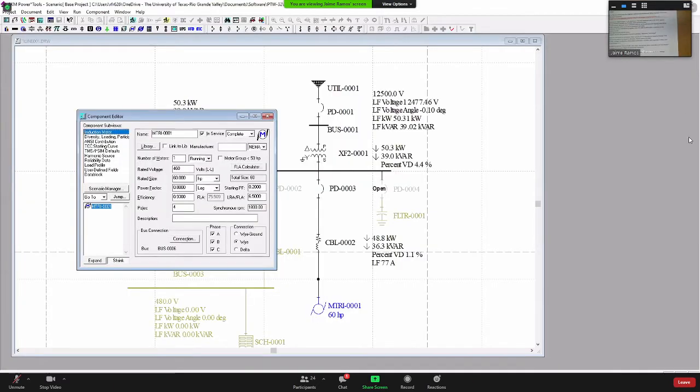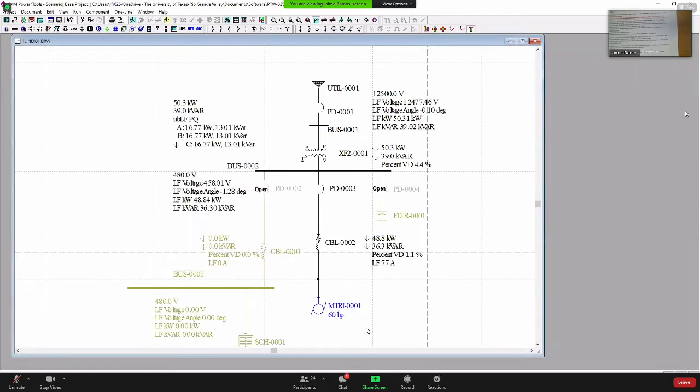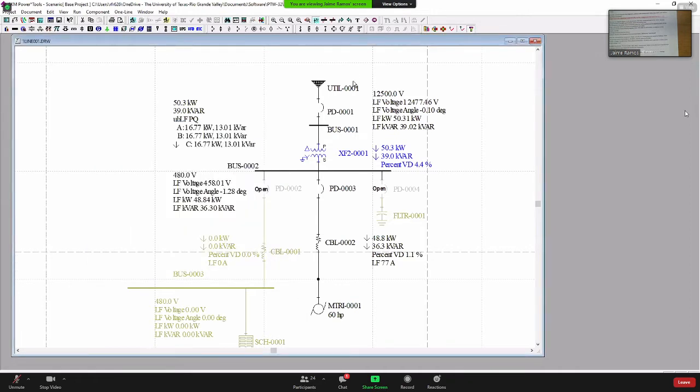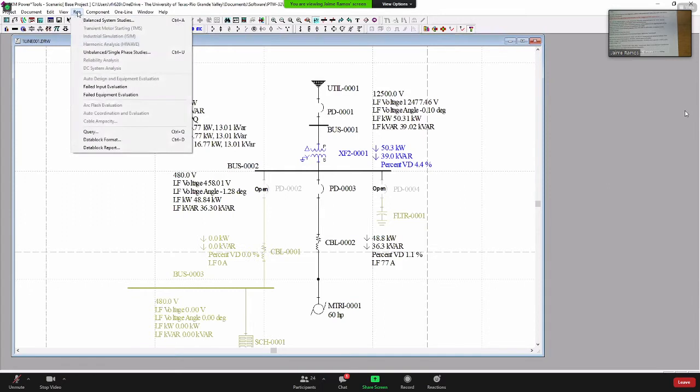So then what else can we look at? Well, that's the cable, the motor, the transformer. So transformer is 75 kVA, delta Y. Okay. So now let's run, okay? Let's run. And then run here. And then the balance system studies.